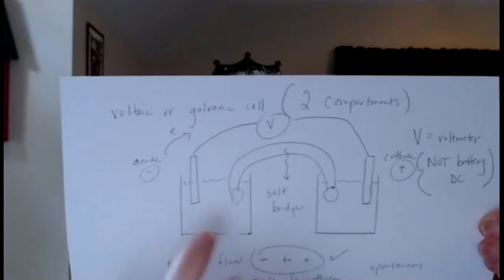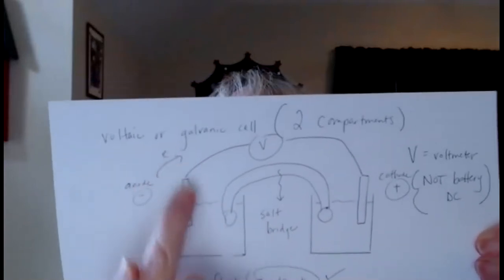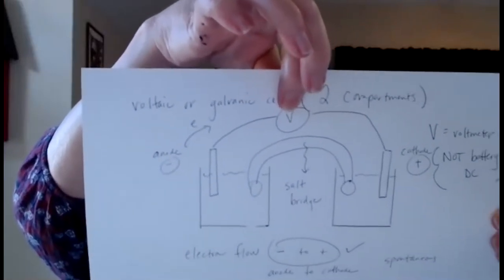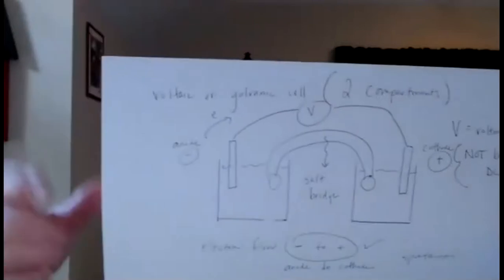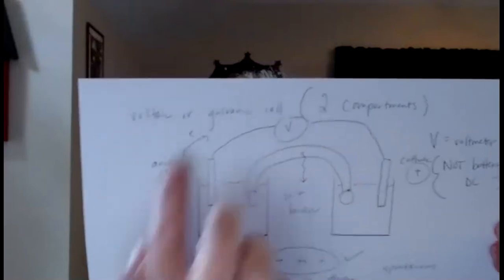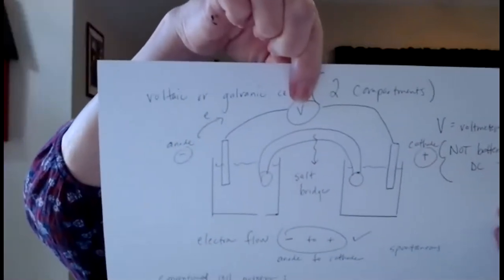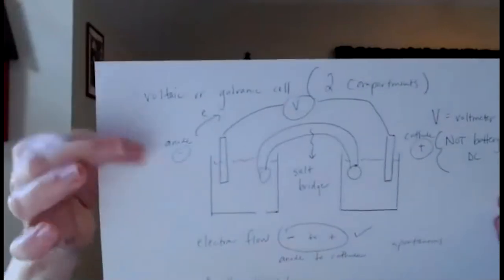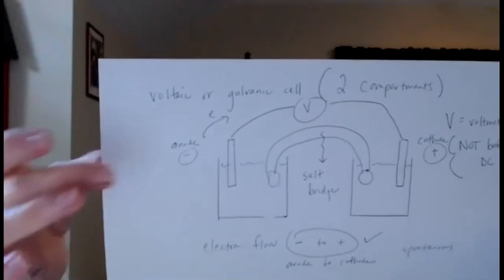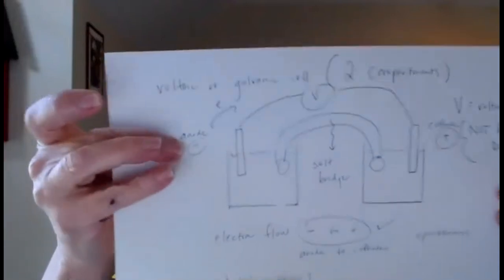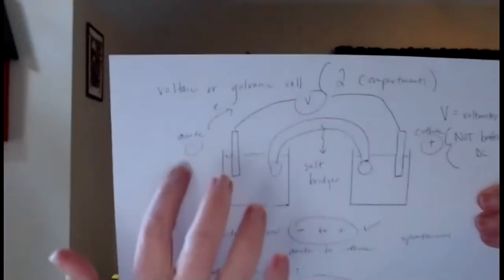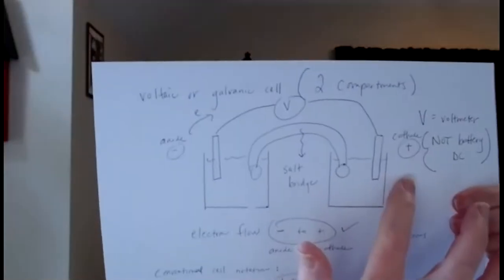Okay, this is now called a voltaic or galvanic cell. It's two compartments. It still has two electrodes. It does not have a battery or direct current. Instead, this V stands for voltmeter, because this chemical reaction is going to produce electricity, so it's spontaneous. The electron flow is still anode to cathode, just like the other cell. However, the polarities flip to a much more natural assumed charge. Electrons want to move away from a negative, and they are attracted to a positive.